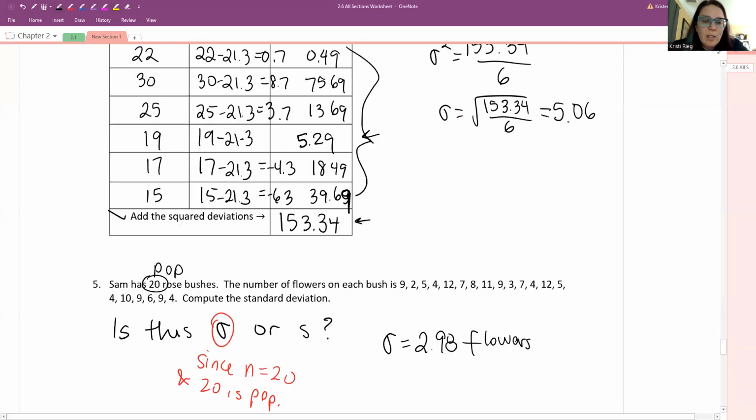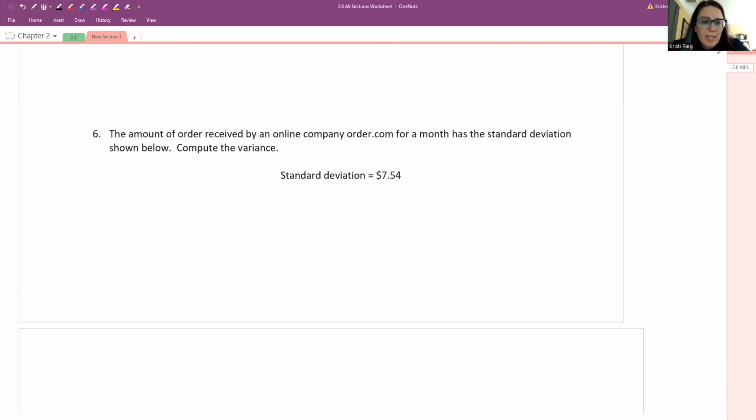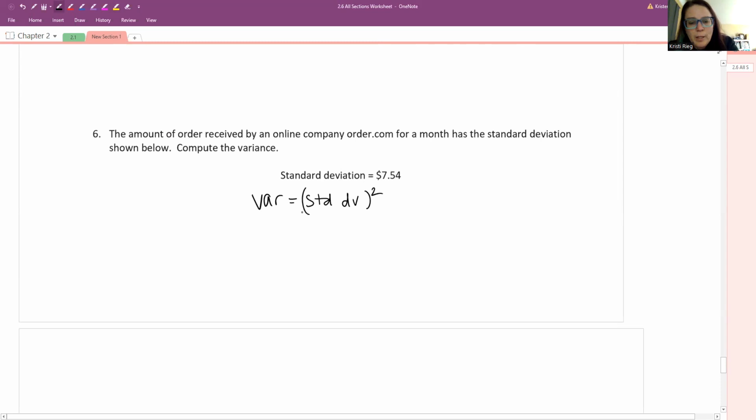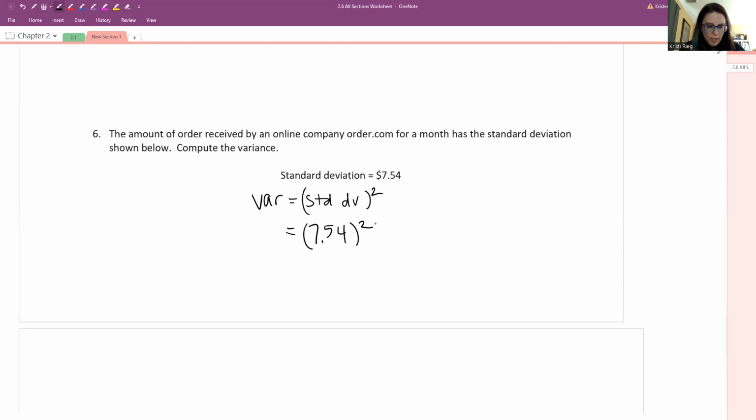So going back to this problem right here, number 6, it says the amount of order received from an online company called order.com for a month has a standard deviation shown below. Compute the variance. So the variance equals the standard deviation squared. So it's going to equal 7.54 squared.